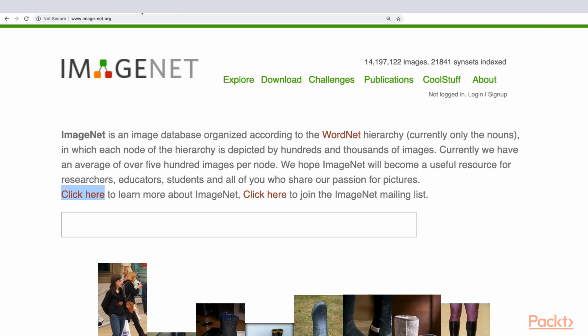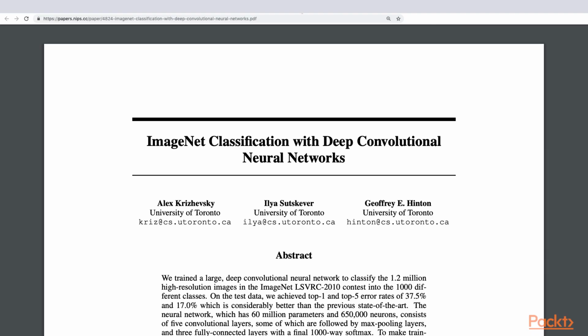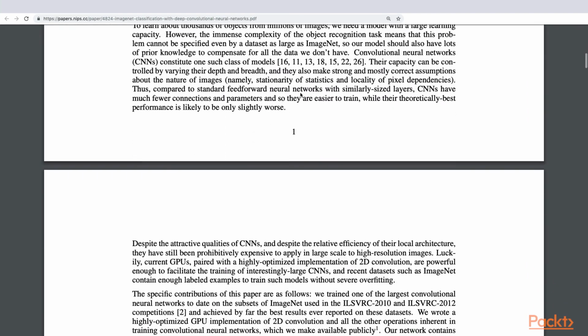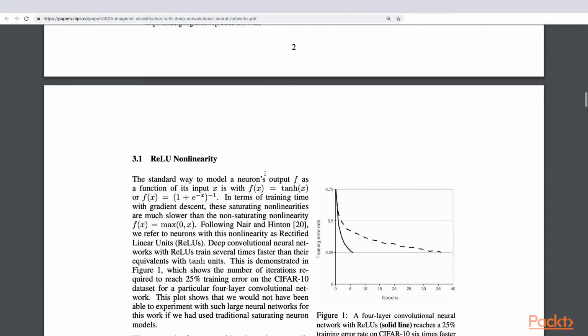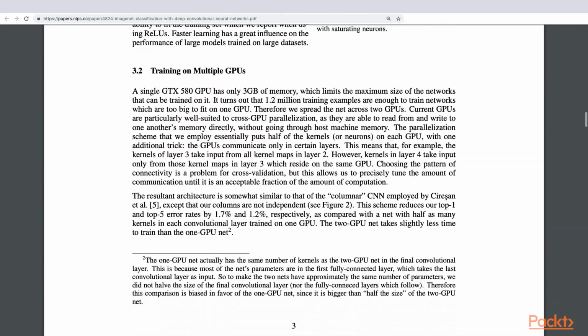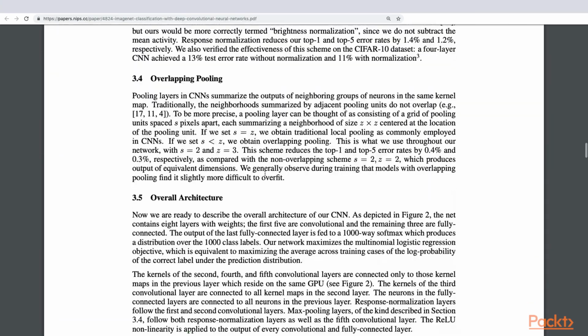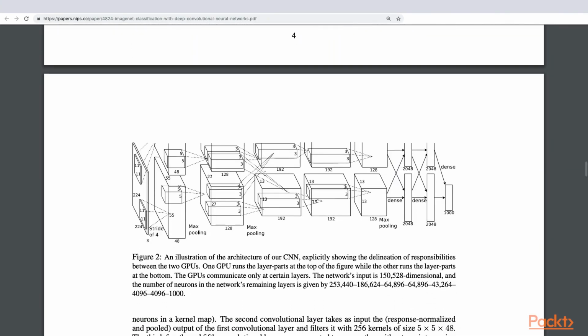A new architecture called AlexNet was applied to the challenge in 2012. The paper is on screen now. The paper has Geoffrey Hinton as one of the authors. The team worked with 1.2 million images. The paper details the architecture. At that time, it took them 6 days to train the model using GPUs. Let's go back to the notebook and look at the implementation.